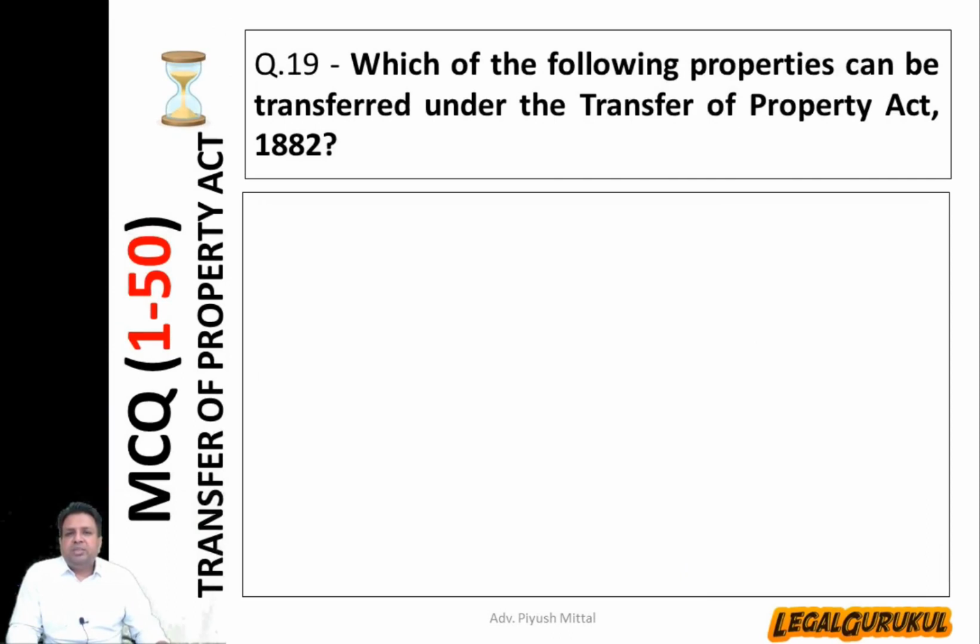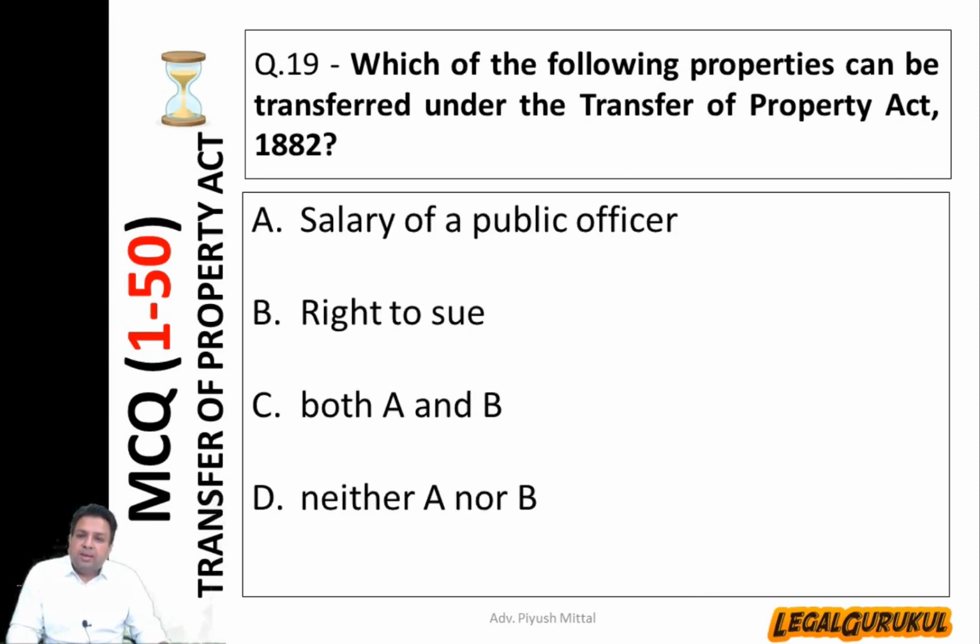Question number 19. Which of the following properties can be transferred under the Transfer of Property Act 1882? Option A. Salary of a public officer. Option B. Right to sue. Option C. Both A and B. Option D. Neither A nor B. And the correct answer is option D. Neither A nor B.